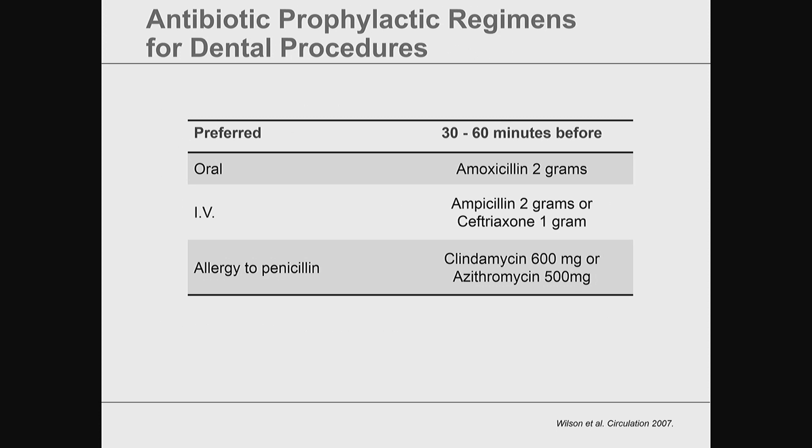Well, what should we use as the prophylactic regimens? For the majority of patients, it's recommended that they be treated with amoxicillin 2 grams, given 30 to 60 minutes prior to the dental procedure. If they need IV antibiotics for some reason, then ampicillin or ceftriaxone can be used as alternatives. For those patients that have an allergy to penicillin, you want to think about clindamycin or azithromycin.